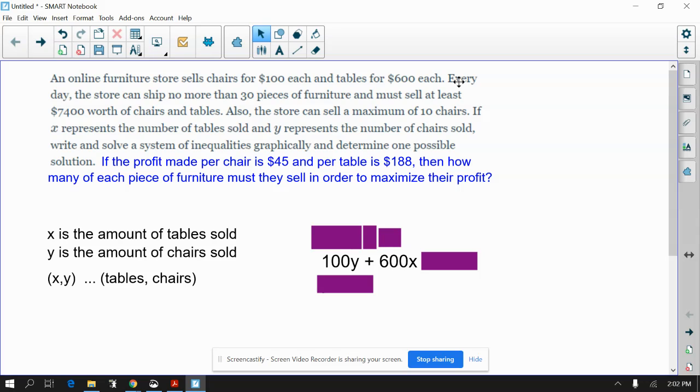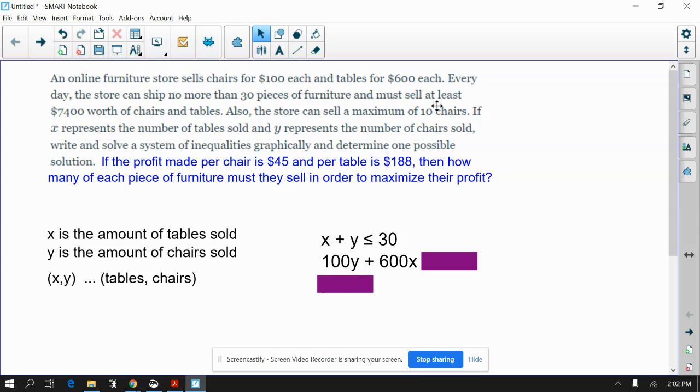It's the second sentence that allows me to write my first constraint. The store can ship no more than 30 pieces of furniture. So all the tables that I sell plus all the chairs that I sell, how is that related to 30? Well, it doesn't equal 30. It doesn't say that it has to sell exactly 30 pieces. It just can't ship more than 30. So it can't ship 31. It can't ship 32. So it has to stay under 30, but of course it could equal 30. So x + y has to be less than or equal to 30.